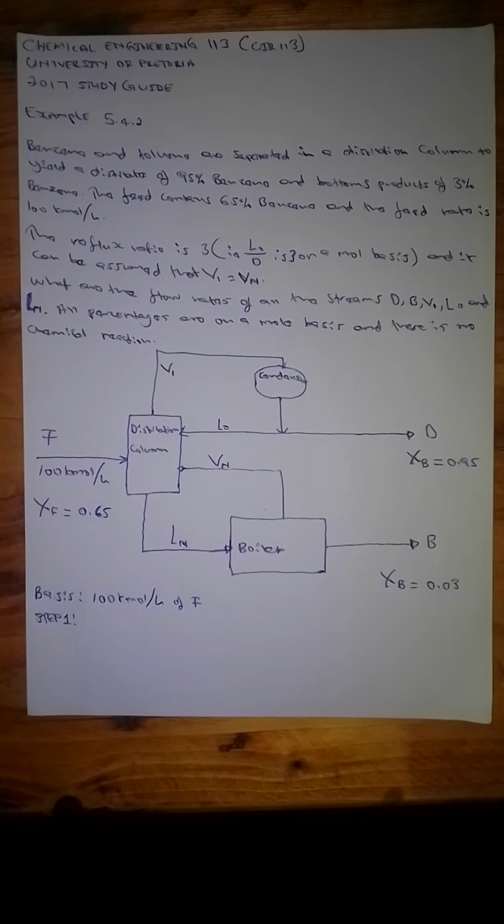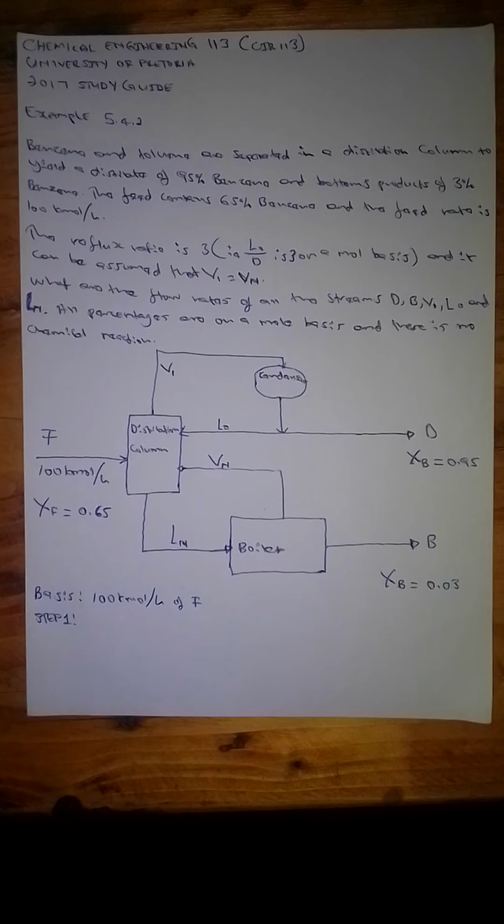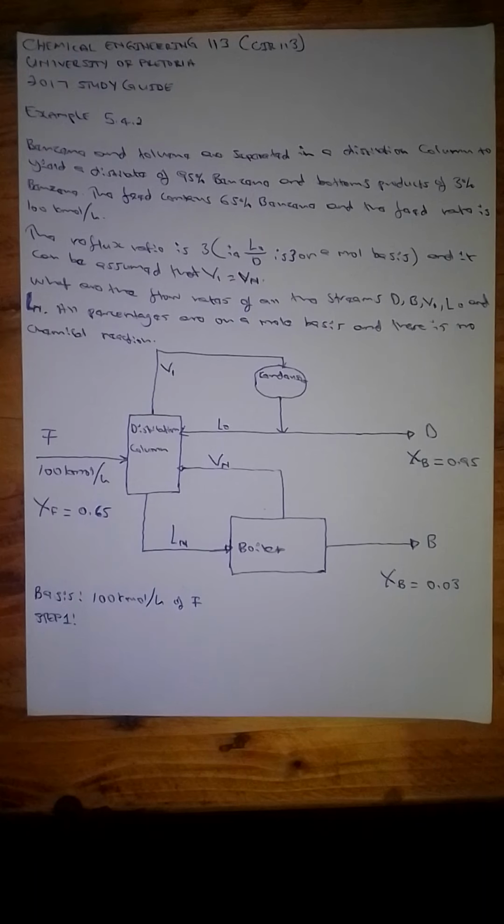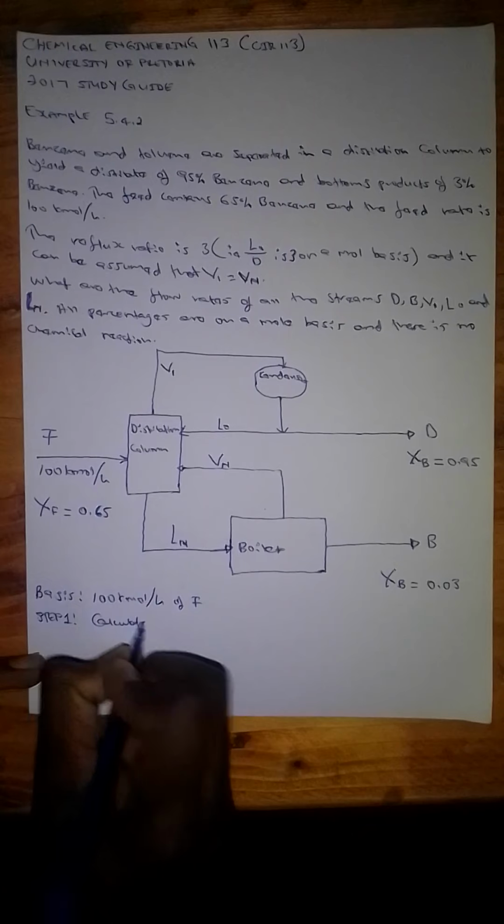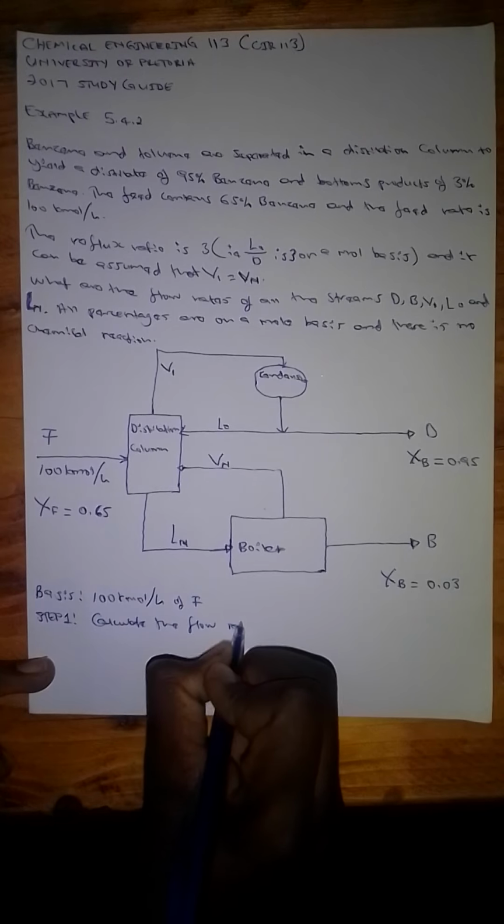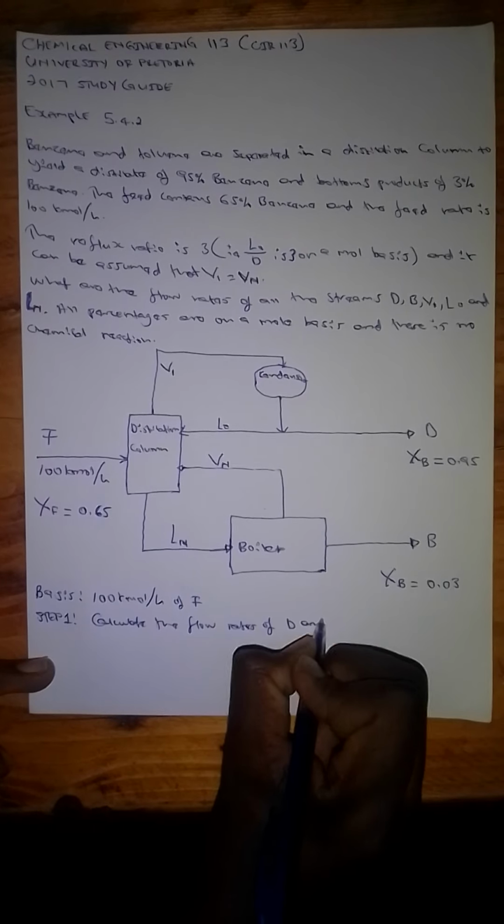So now that we have our basis, we can actually calculate D and B. It's easy to calculate D and B because they are external streams. F is coming in and D and B are leaving the system, so it's always easy to make a mass balance there. So let me just write it down: calculate the flow rates of D and B.